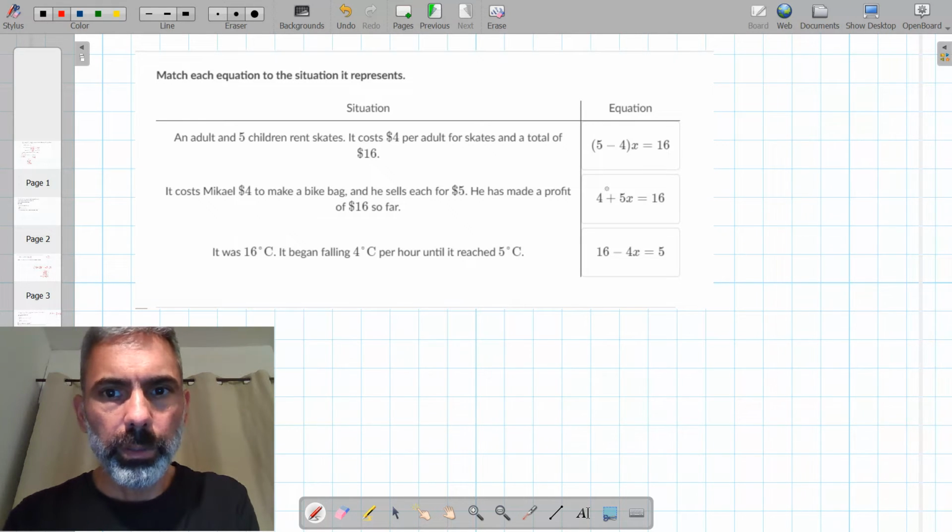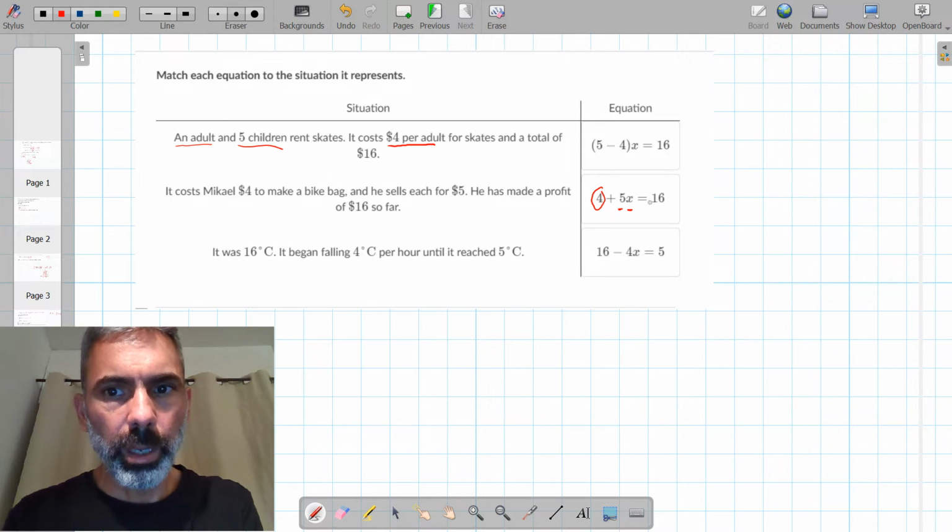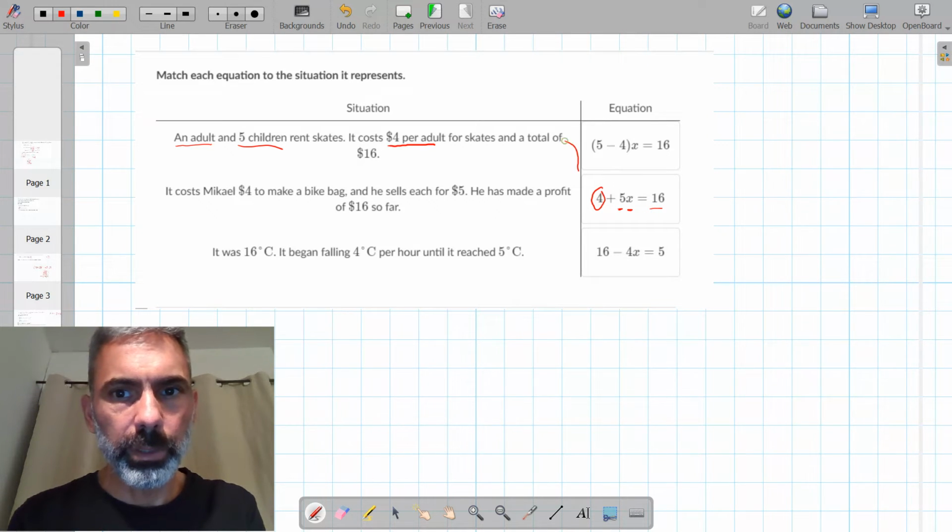Okay, so the 4 here can represent the cost per adult plus 5 children times an unknown cost. We do know that there's 1 adult and 5 children. We know the cost per adult, which is $4, plus 5 children times, we don't know the cost per child, so 5 times x, and the total is 16.